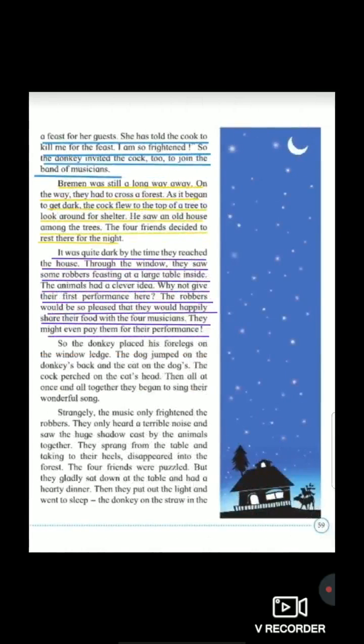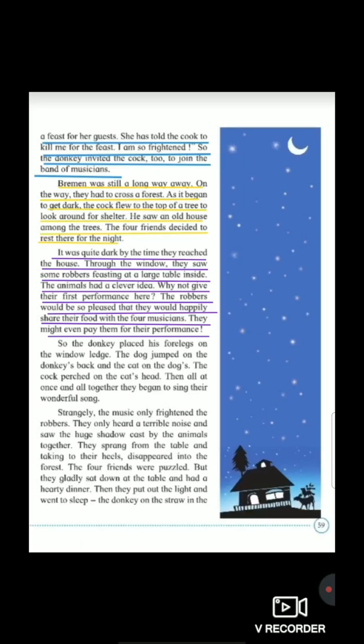So students, we have completed the second paragraph also. Now move to the third one. It was quite dark by the time they reached the house. Through the window they saw some robbers feasting at a large table inside. The animals had a clever idea. Why not give their first performance here? The robbers would be so pleased that they would happily share their food with the four musicians. They might even pay them for their performance.